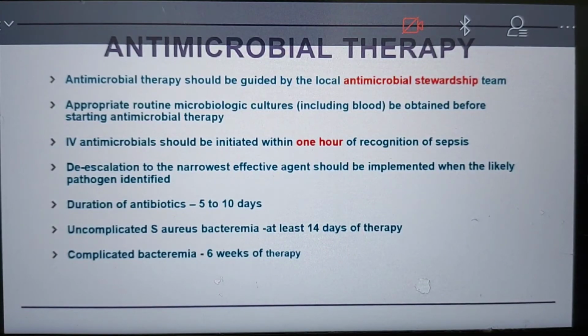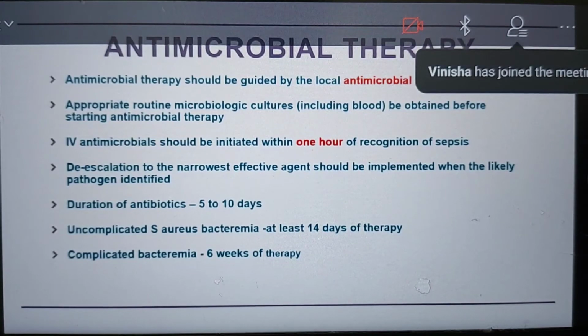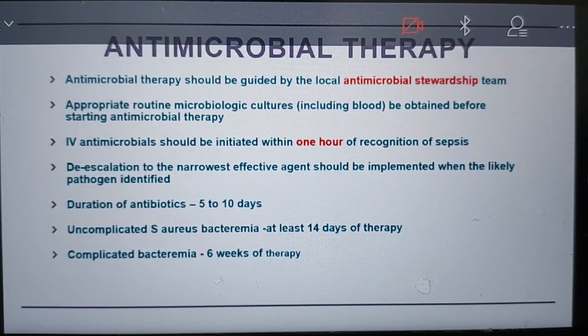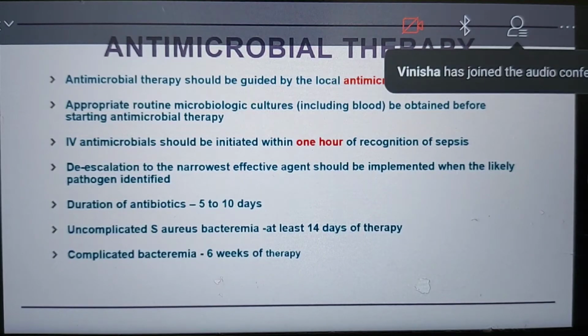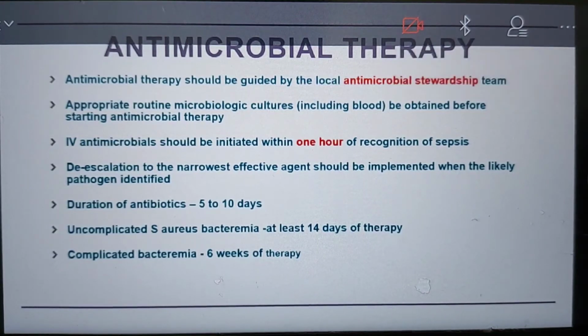Then the duration of antibiotic is usually 5 to 10 days. In uncomplicated Staph aureus bacteremia, at least 14 days of therapy. In complicated bacteremia, at least 6 weeks of therapy.